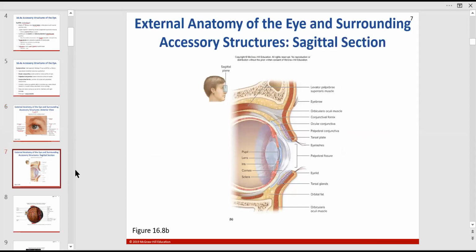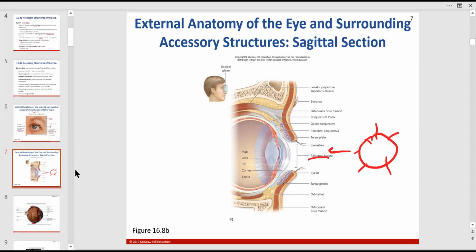This is a lateral view. This is a little tough one to see. I'm sorry, it's more of a medial view of the eye. And you can see the light coming in from the sun here into the palpebral fissure, which is the opening. And then the pupil is the opening behind that.